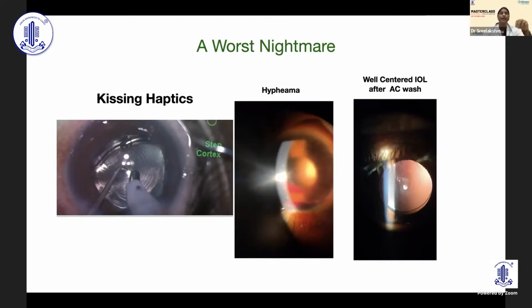So here the loading was the problem. The loading did not happen well. So everything is essential. We need to understand the loading of these lenses. It's not the lens's fault.